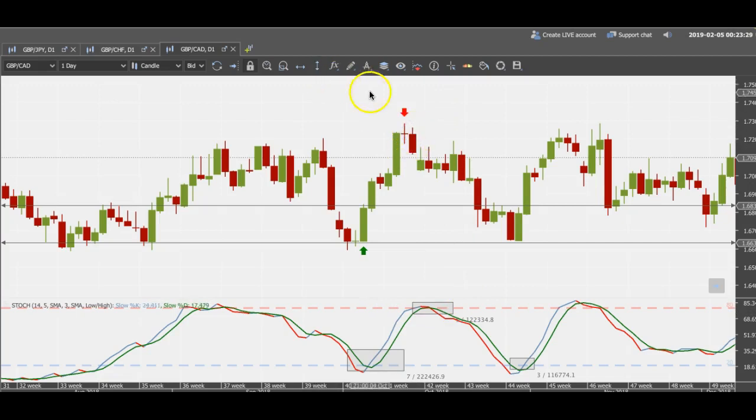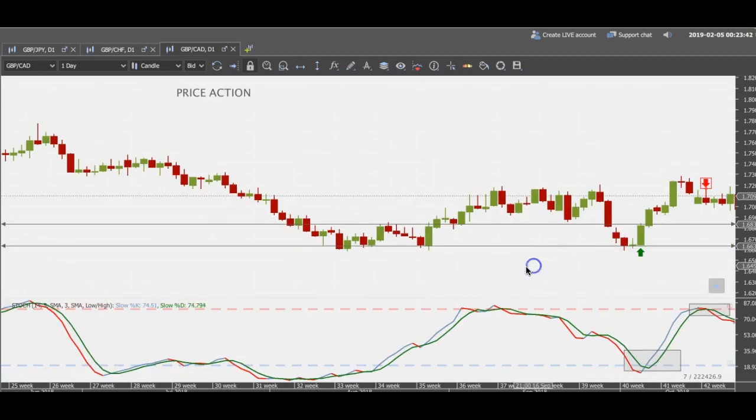But this candle, what happened? It turned around and closed below this T. So we would be looking to sell. Okay? And there's your trade. It went down for an entire week.